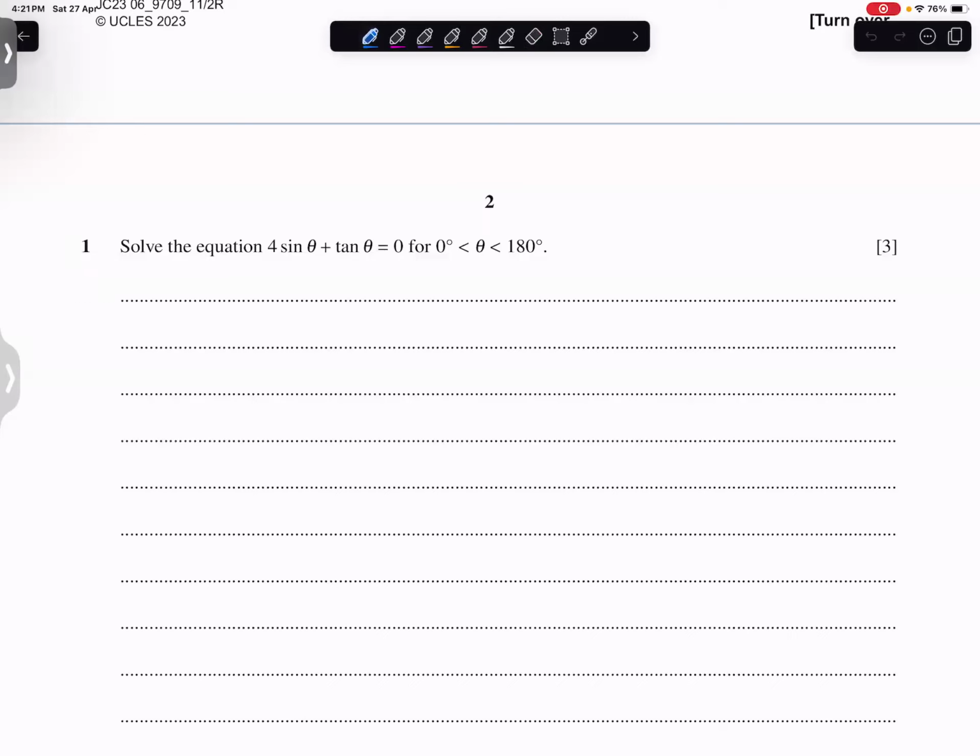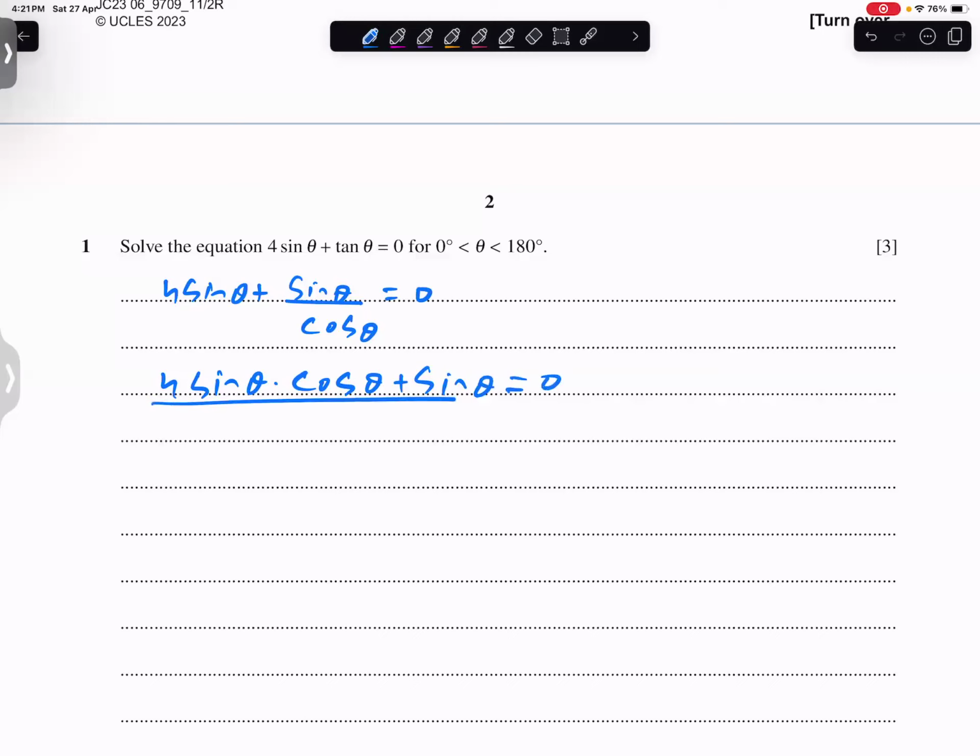So the identity for tan theta is sin theta upon cos theta. We have 4 sin theta plus sin theta upon cos theta equals 0. Then 4 sin theta into cos theta plus sin theta equals 0, whole divided by cos theta. So 4 sin theta cos theta plus sin theta equals 0.